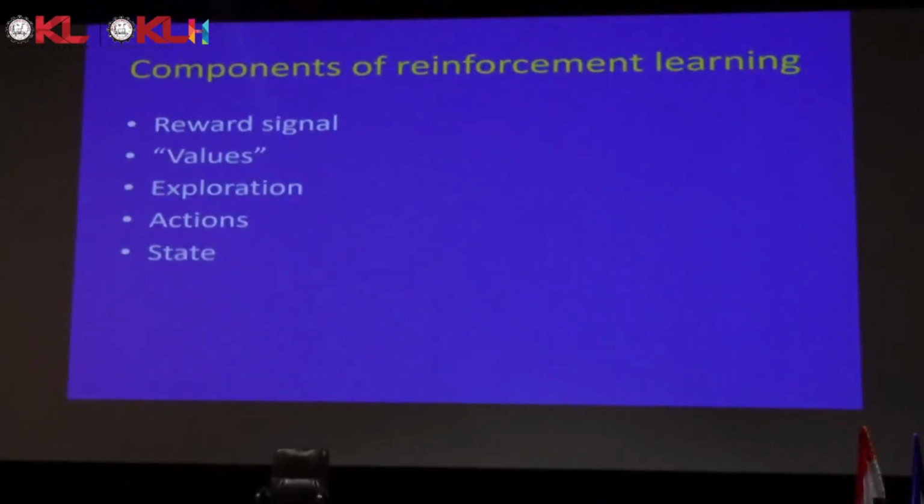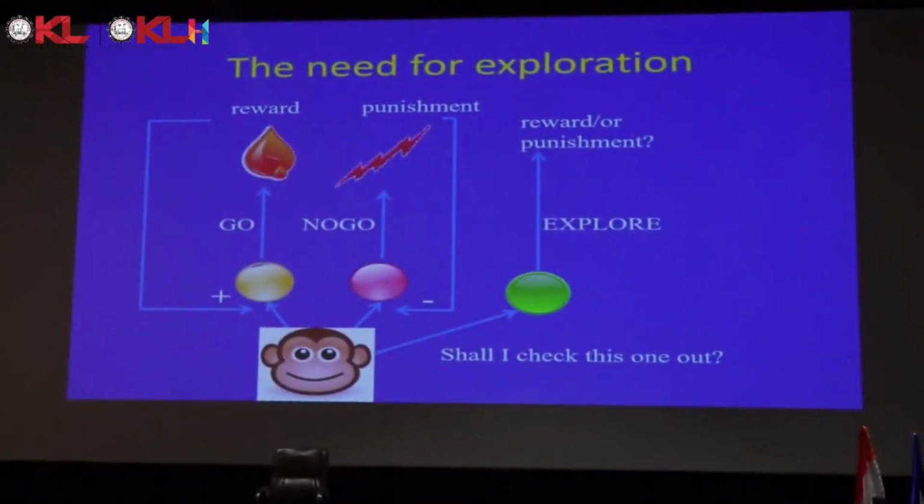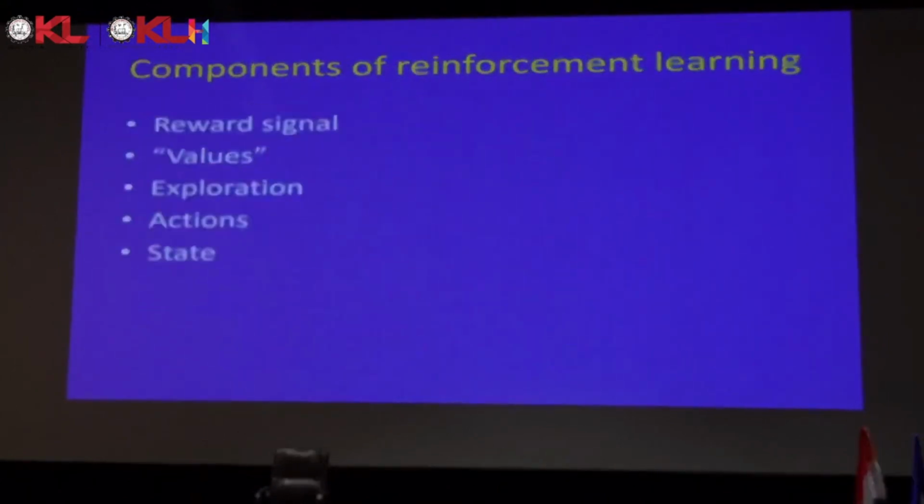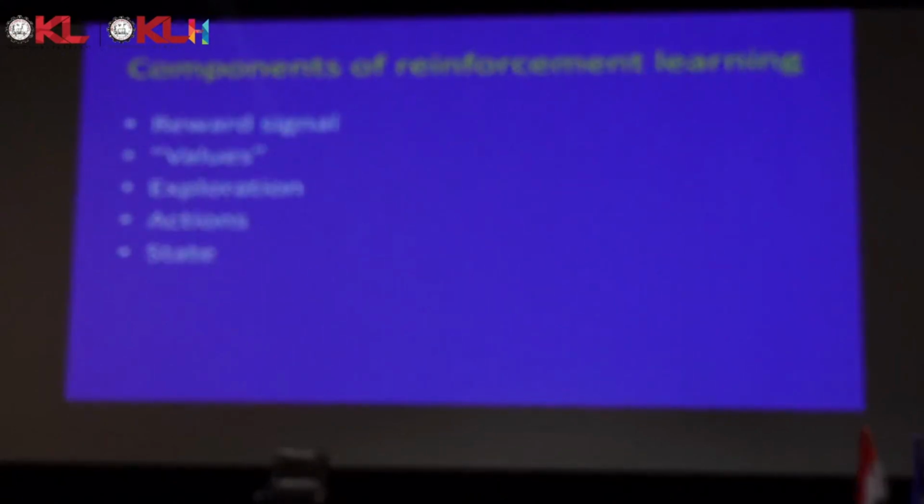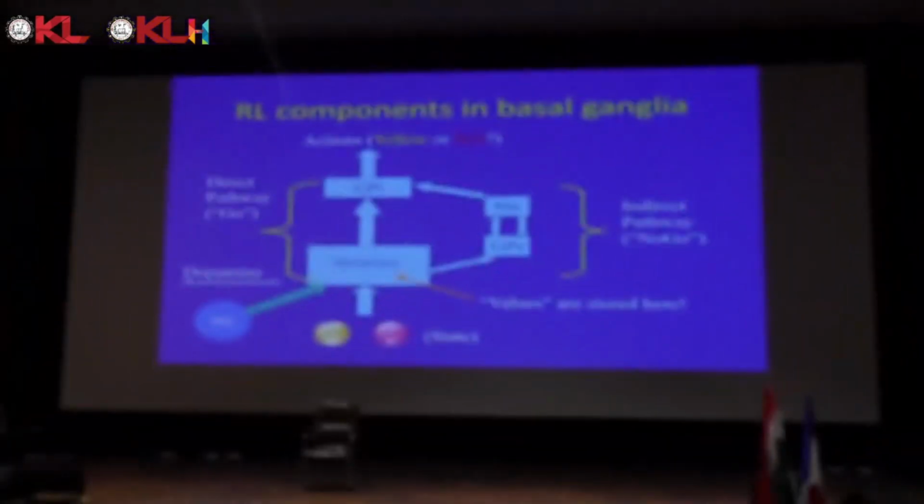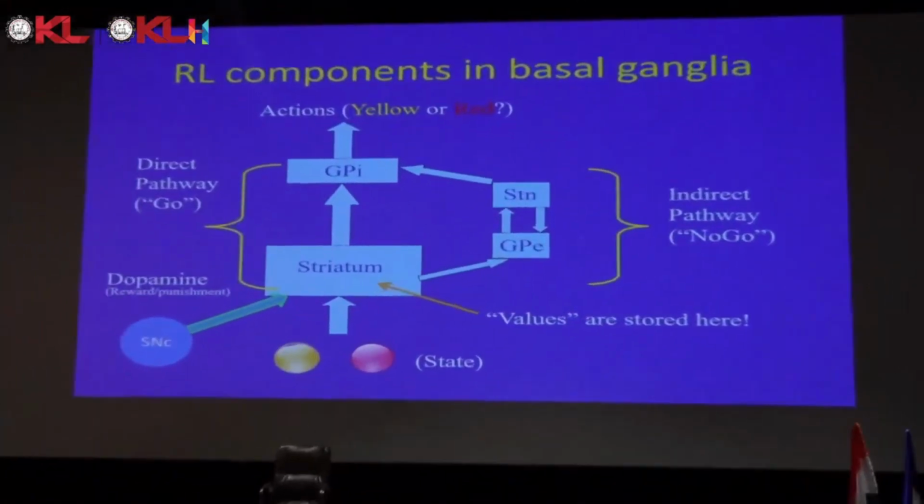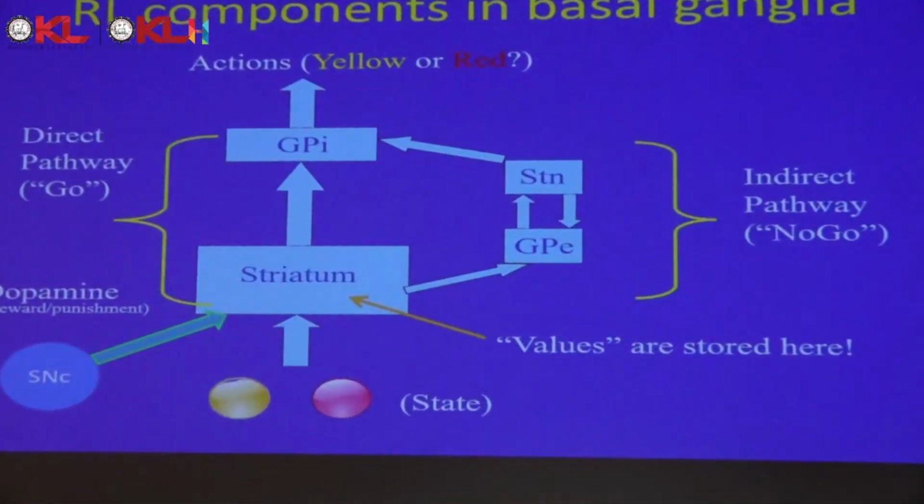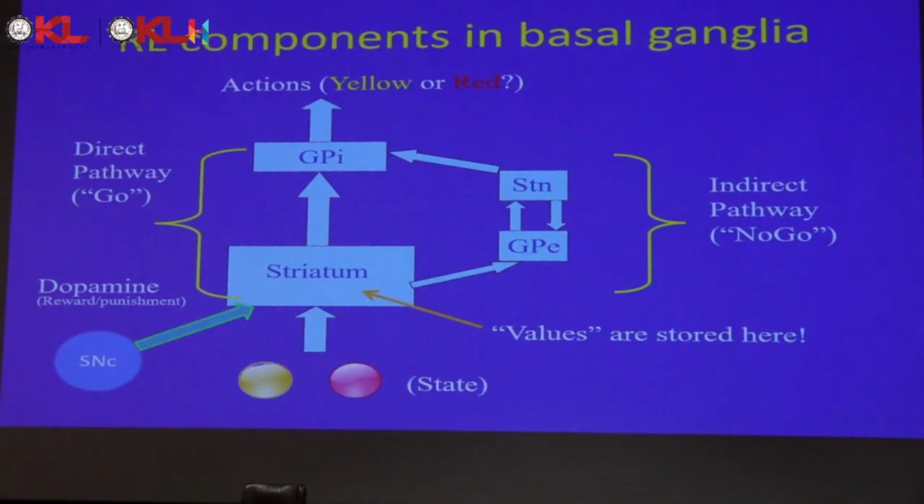So what is that exploration in basal ganglia? Nobody knows. Nobody talked about it before. So if you want to think of basal ganglia as a comprehensive, complete reinforcement learning engine, it needs to have a reward signal. It needs to have some way of representing values. It needs to be able to explore, try out new actions. It needs to perform actions. It needs to have a representation of the state. These are the 5 elements of reinforcement learning. So if basal ganglia is a reinforcement learning system, where are all these things happening in the circuits?